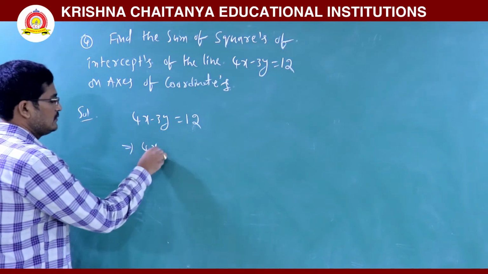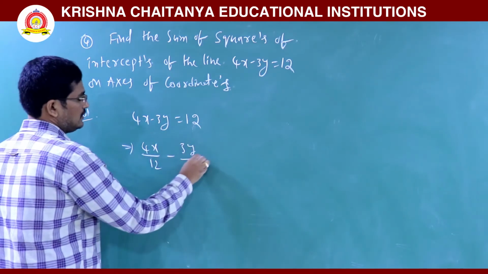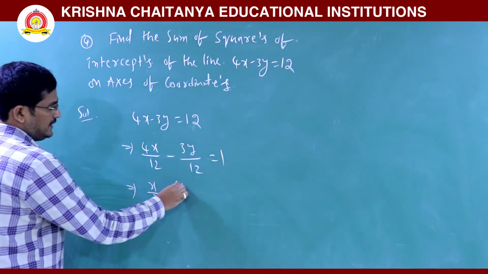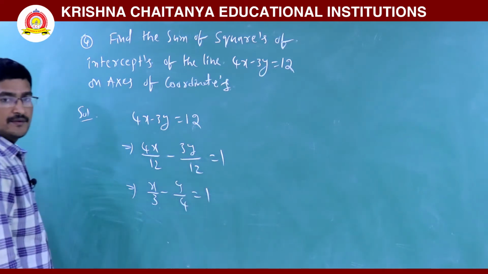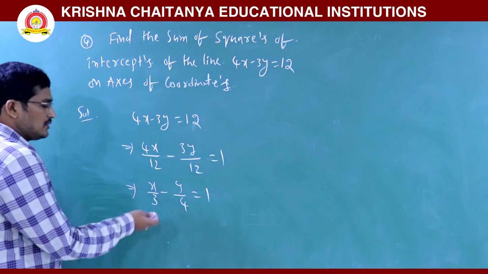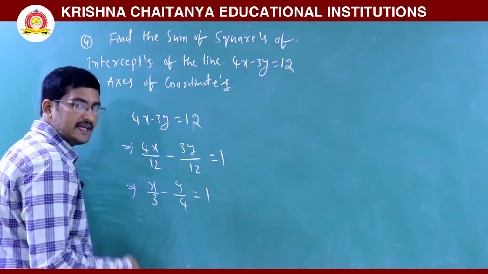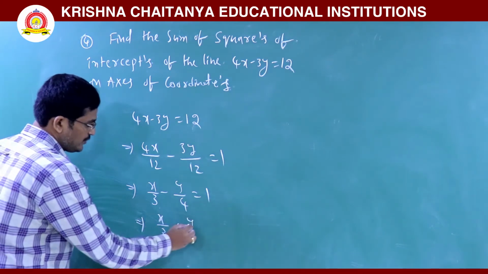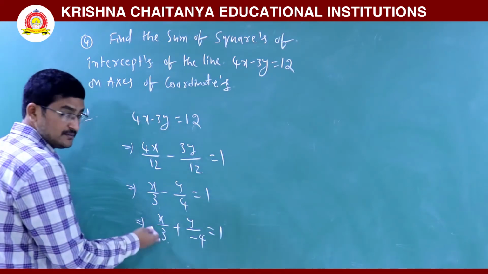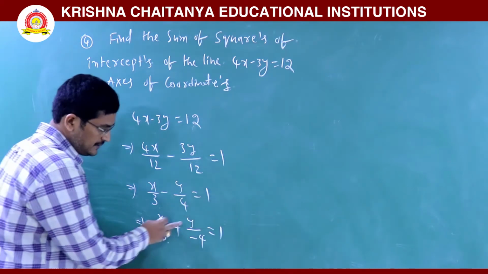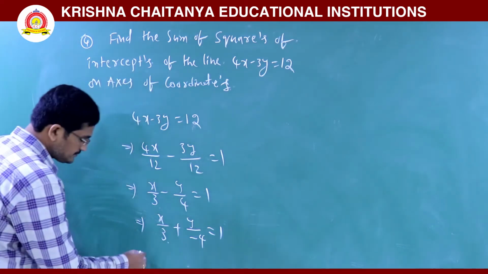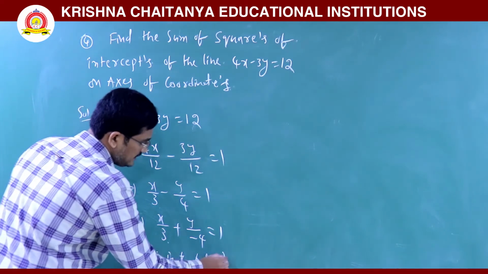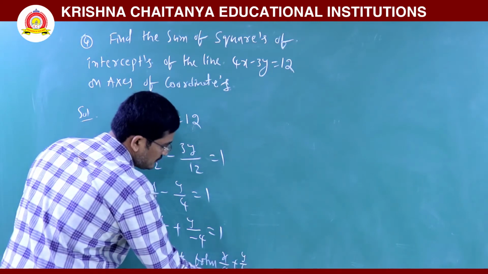So 4x by 12 minus 3y by 12 is equal to 1. This implies x by 3 minus y by 4 is equal to 1. We compare this equation with x by a plus y by b is equal to 1, so I am writing this equation as x by 3 plus y by minus 4 is equal to 1. Both are the same. Good, it is in the form x by a plus y by b is equal to 1.